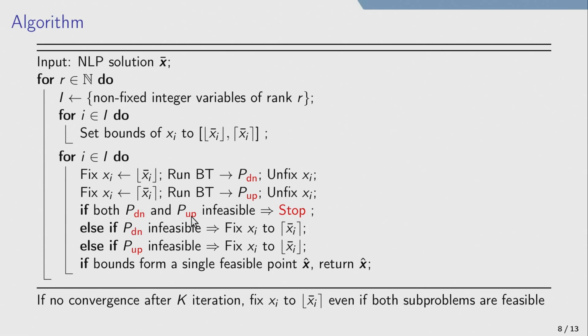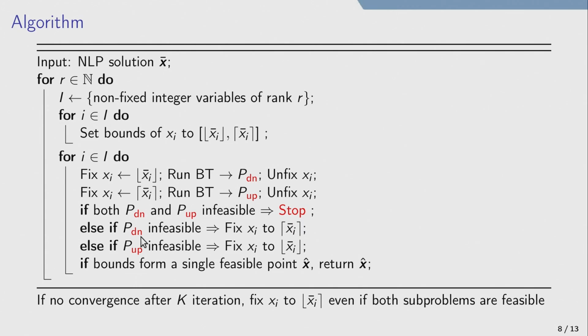If both problems are infeasible, that means it was not a good idea to restrict the bounds to the rounded down and rounded up value of xi bar. And we just stop and give up. This run of the heuristic didn't give anything, forget it, let's move on with the branch and bound.